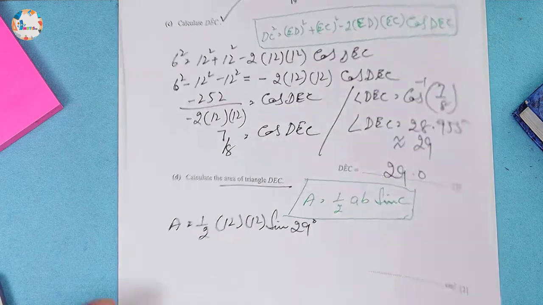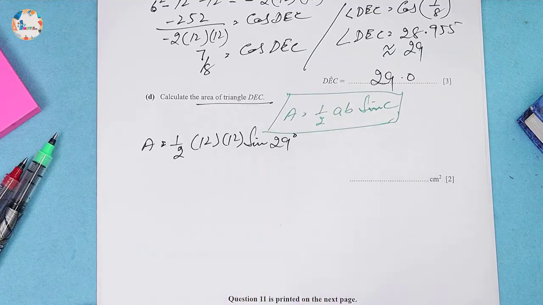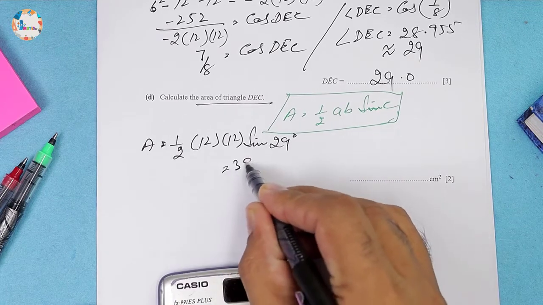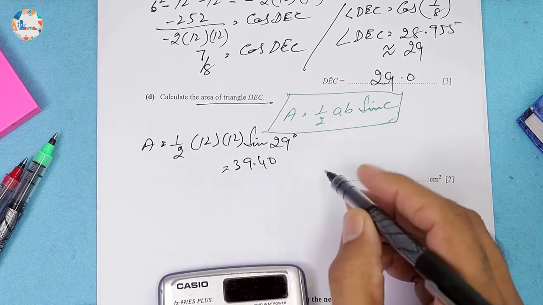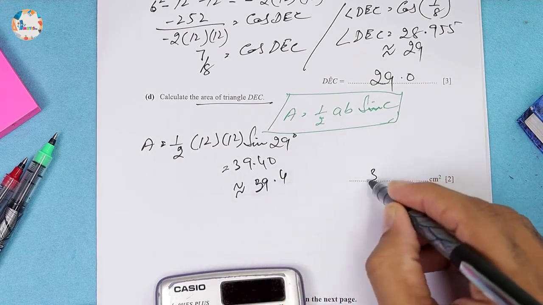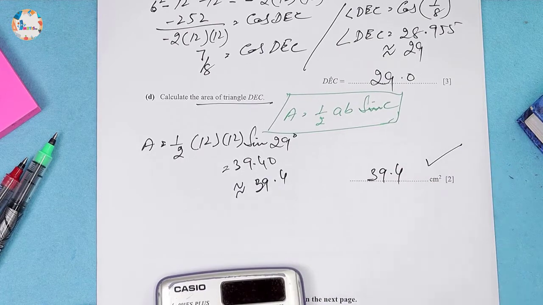I'll move the page a little above over here. After replacing values, we can calculate this value. So 0.5 into 12 multiplied by 12 and multiplied by sine of 29, and this will be equal to 34.90. So we can write that this is equal to 39.40, and our answer will be 39.4. This will be our final answer for this part.